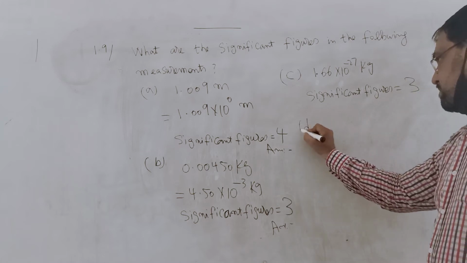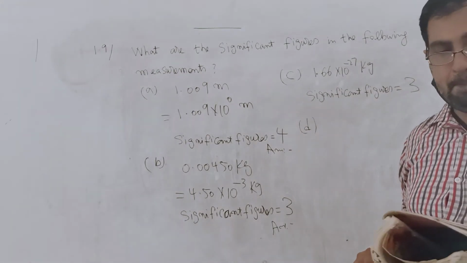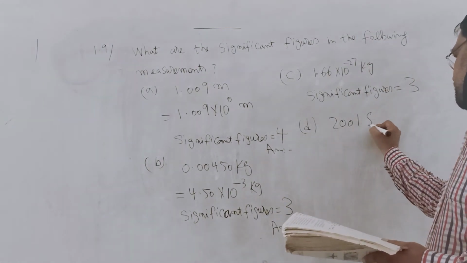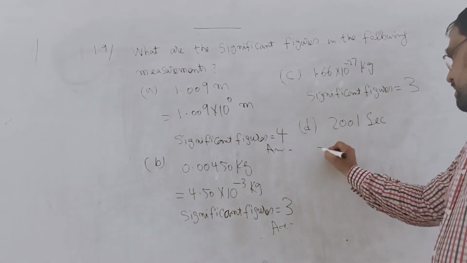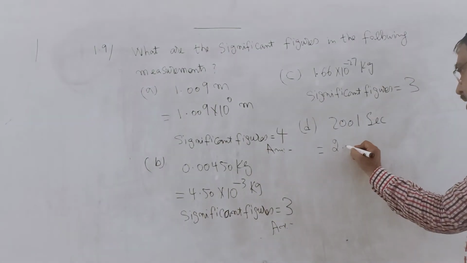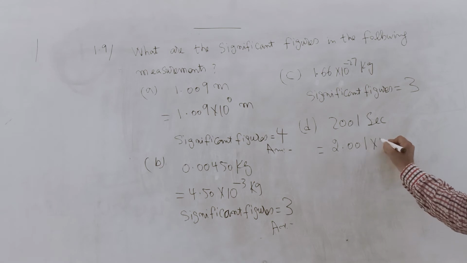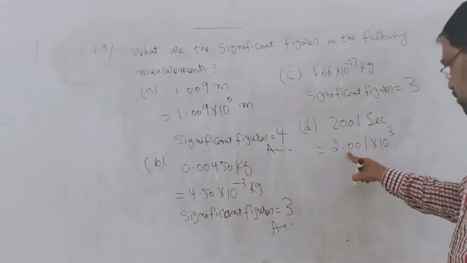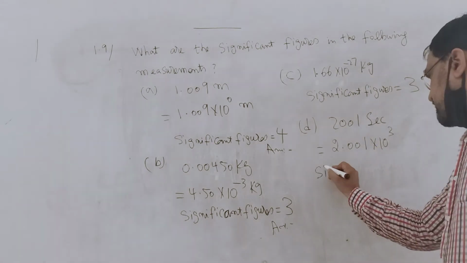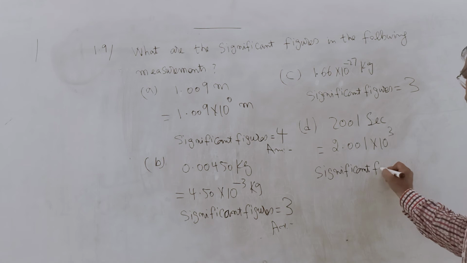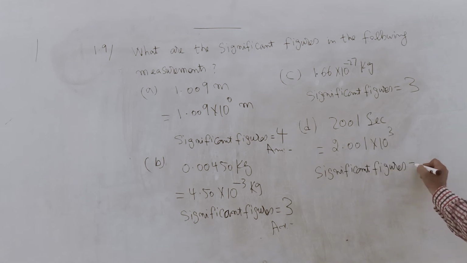Last, D. 2001 second. Convert this quantity into scientific notation. 2.001 into 10 raised to power 3. Count the number of digits: 1, 2, 3, 4. So its significant figures is equal to 4.